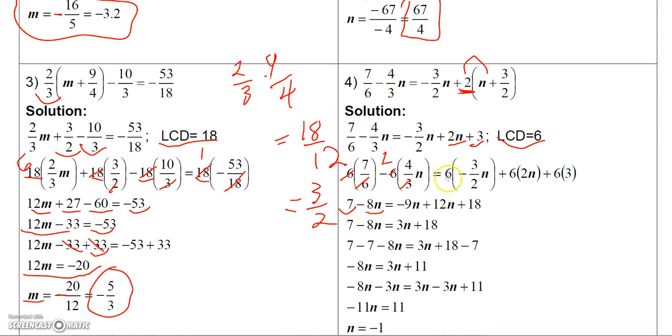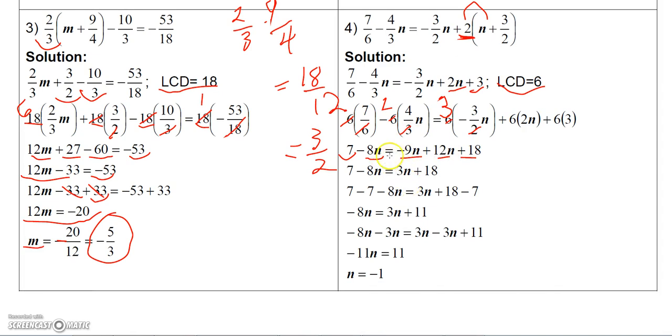And then if I multiply here by 6, 2 goes into 6 3 times. But now I have a negative 3n here. So I have 3 times negative 3n is negative 9n. And then, of course, 6 times 2n is 12n, and 6 times 3 is 18. So I have 12n plus 18. So let me clean this up a little bit on the right-hand side. Minus 9n plus 12n is 3n. So on the right-hand side, I just have 3n plus 18. On the left-hand side, I have 7 minus 8n.